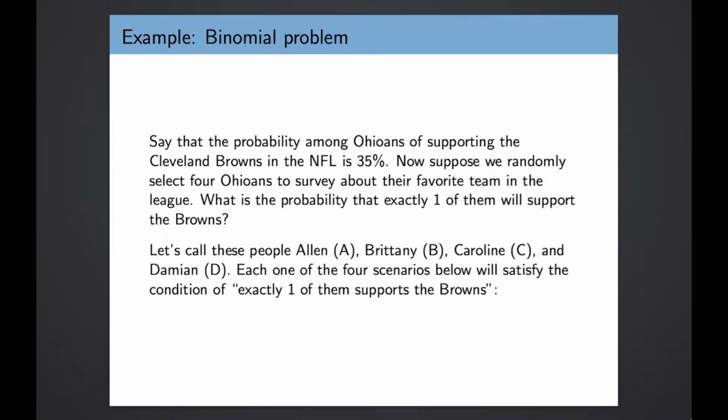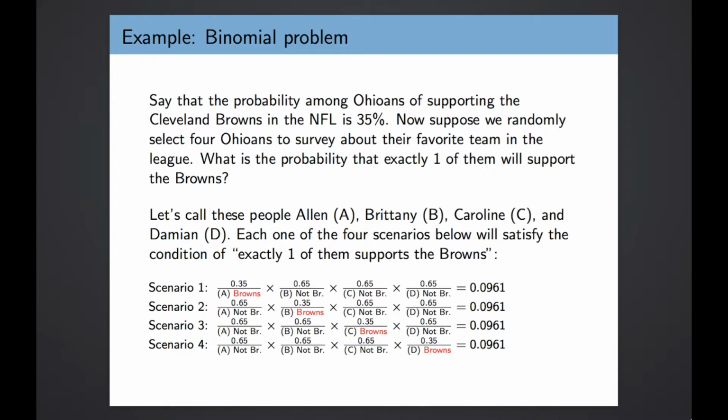So we're going to go ahead and name these people in our sample. We're going to call them Alan, Brittany, Caroline, and Damien, or A, B, C, and D for short. And we're going to look at the condition of exactly one of them supporting the Browns. One way for this to happen is if Alan is the subject that supports the Browns and the other 3 do not. Scenario 2 is a situation where Brittany supports the Browns and the other 3 do not. In scenario 3, Caroline supports the Browns, and in scenario 4, Damien supports the Browns.